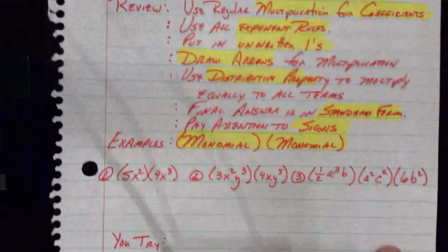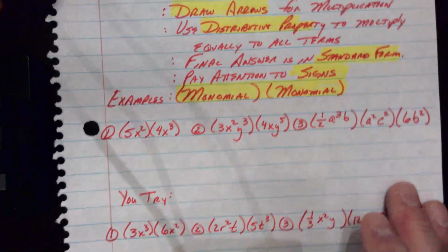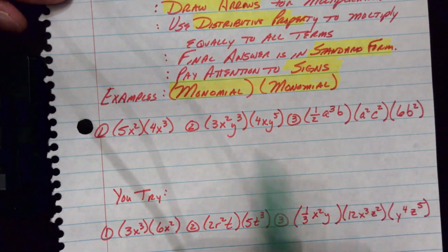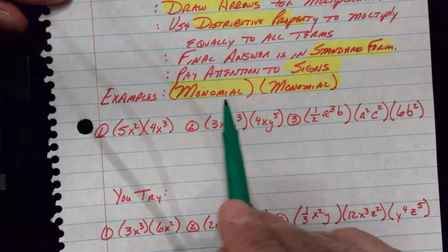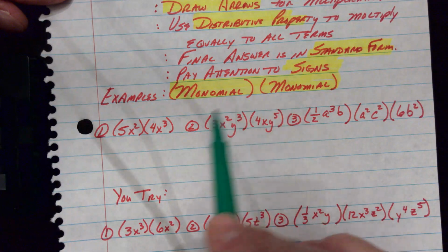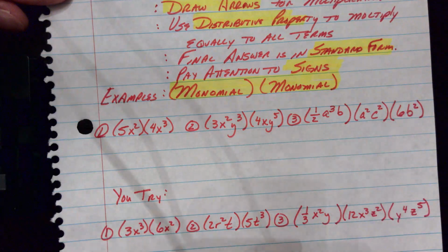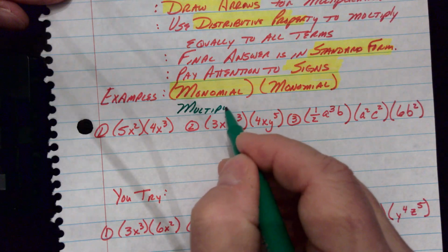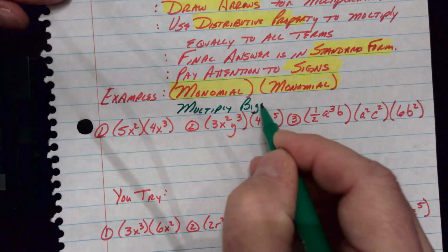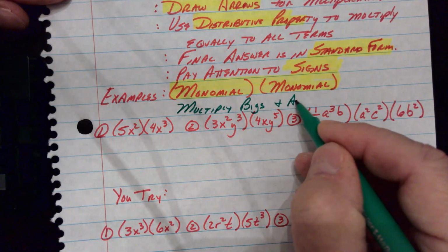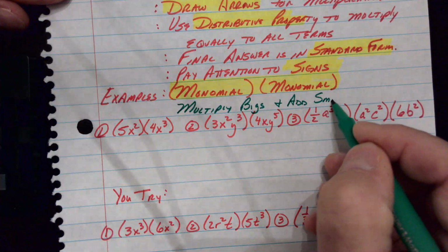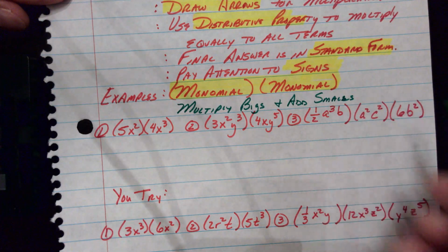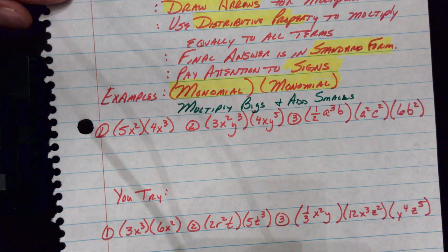All right, we're going to start out here with some multiplication of monomials. Remember, monomials are one term. Terms are separated with addition and subtraction signs, so none of these are going to be separated. They will all be monomials. And one of the big things, you're going to multiply the bigs, those are the coefficients, and you're going to add the smalls. Those are the exponents to each variable.